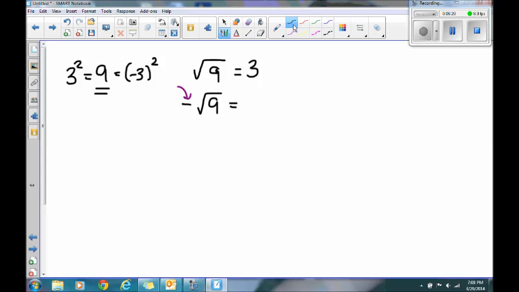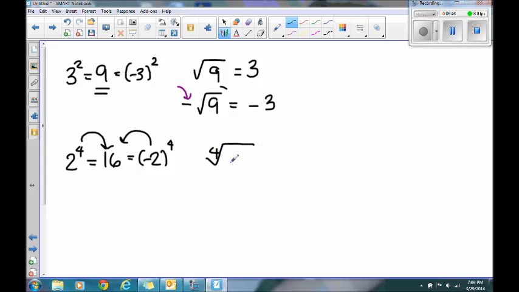of the square root of 9, which means a -3. Now notice that this situation is only true if we have even exponents. If I take 2 to the 4th power, or if I take -2 to the 4th power, I get 16 either way. But if this is the symbol that's written on my page, the only answer I'm going to give is +2.